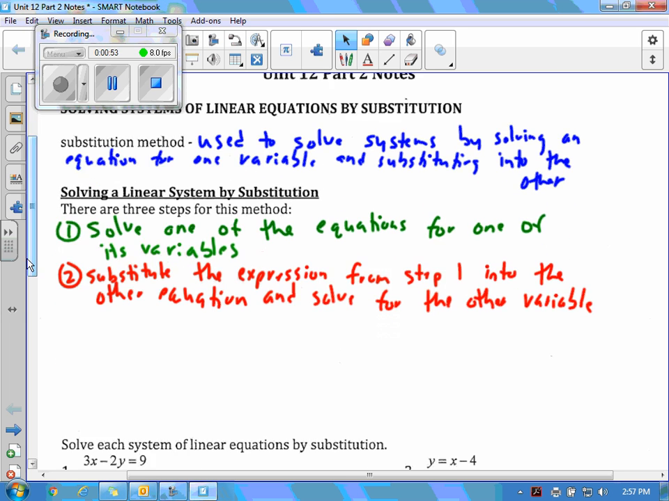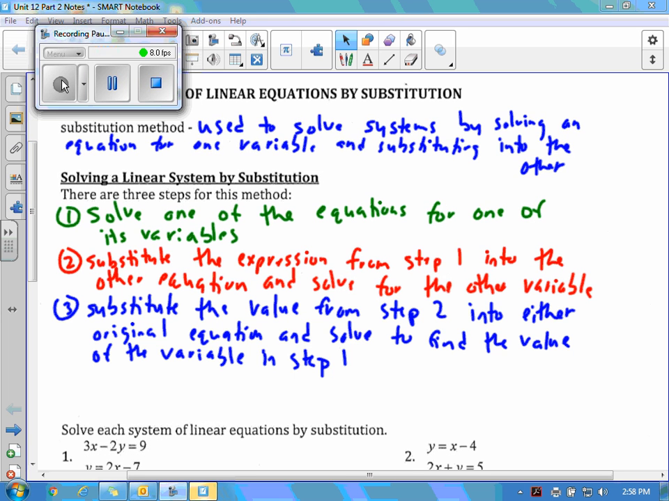Again, I know this is confusing right now, but I'll go through it. Once I've solved for the other variable in step 2, I can substitute the value from step 2 into either of the original equations and solve to find the value of the variable from step 1. For instance, if I solve for y in step 1, then I'll solve for x in step 2, then I can plug back in the value for y in step 3. Again, a lot of words. I'll walk you through it as we go.